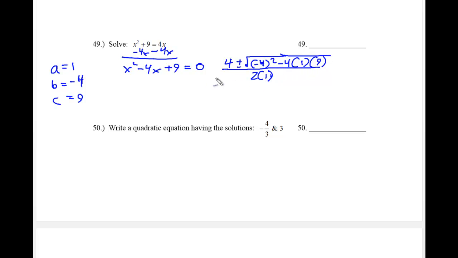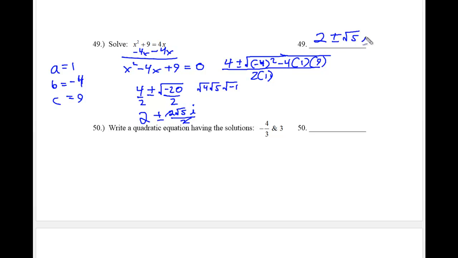Okay, and what that gives us is 4 plus or minus the square root of -20. Now, remember in the previous problem we had positive 20? Well, this breaks down to the square root of 4, the square root of 5, and the square root of -1. So that means I'm going to have 2 plus or minus 2 square root of 5i divided by 2. 4 divided by 2 is 2. Now these get divided out. So I have my answer of 2 plus or minus square root of 5i. And that's in the a plus bi format.